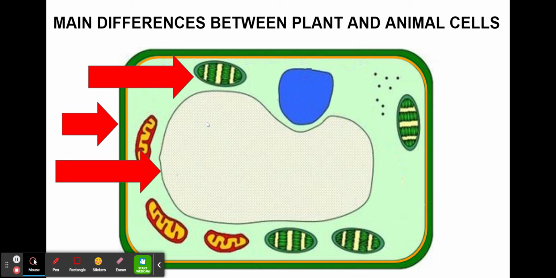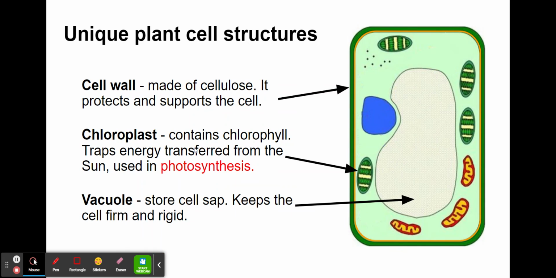And you can see here that one of the differences is it has this large section in the middle. It has these other green circular structures, and it also, as we said before, has this thick green outer layer. What these are called, one of the main differences is the cell wall. And the cell wall is that green outer layer. And it's really important for a plant cell because it allows the plant cell to protect and support itself.